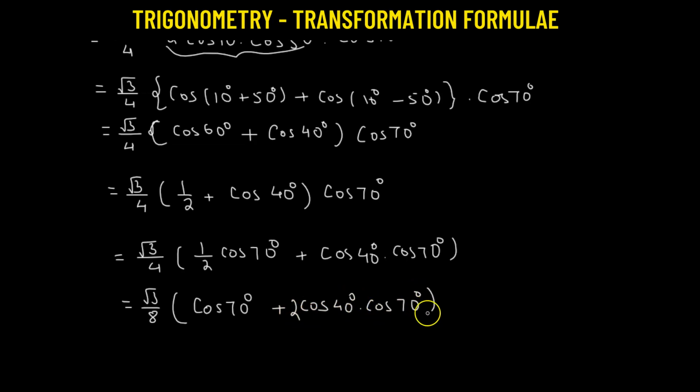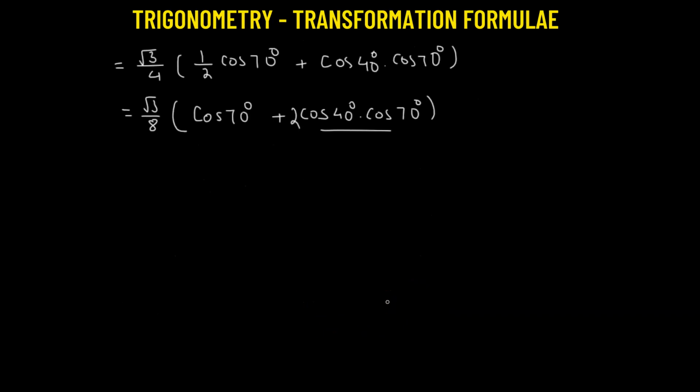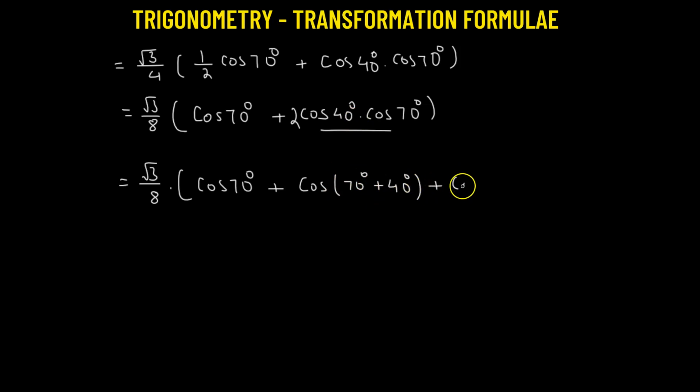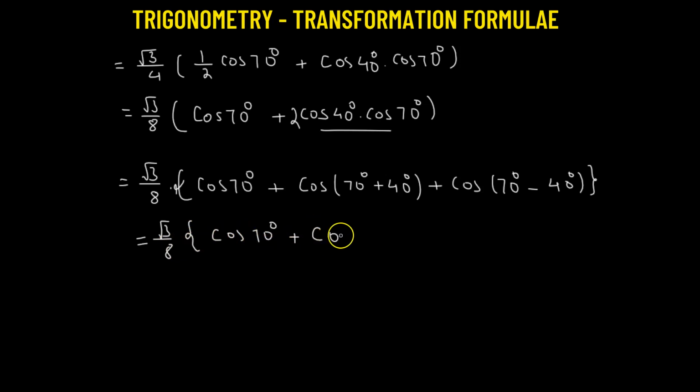cosine of 70 degrees. So here we can again apply the transformation formula because we have the product of two cosine functions. We should get square root of 3 over 8 multiplied to cosine of 70 degrees plus, here we will take this time 70 as A and 40 as B. We will get cosine of 70 degrees plus 40 degrees plus cosine of 70 degrees minus 40 degrees. Okay, now let's further simplify this. So we are going to get square root of 3 over 8 times cosine of 70 degrees plus cosine of 110 degrees plus 70 minus 40, so that's cosine of 30 degrees.